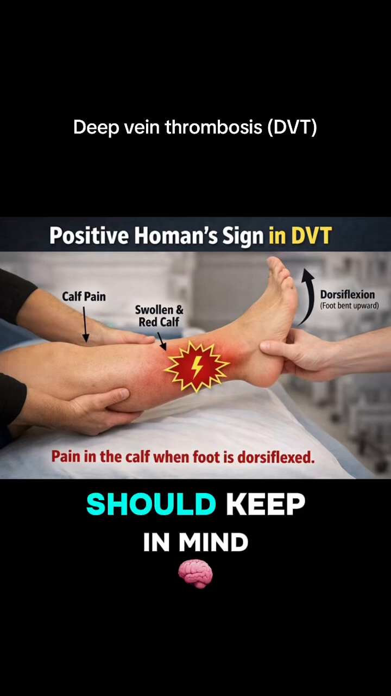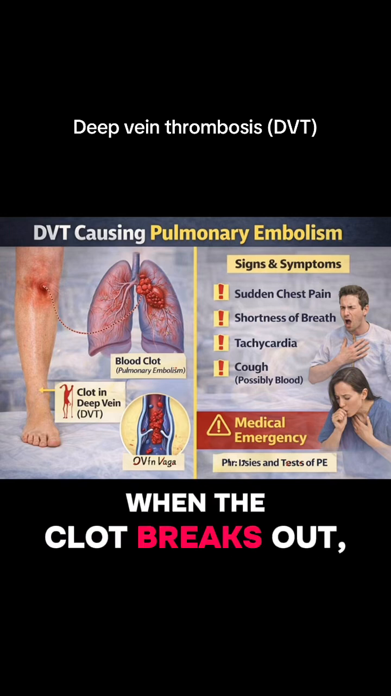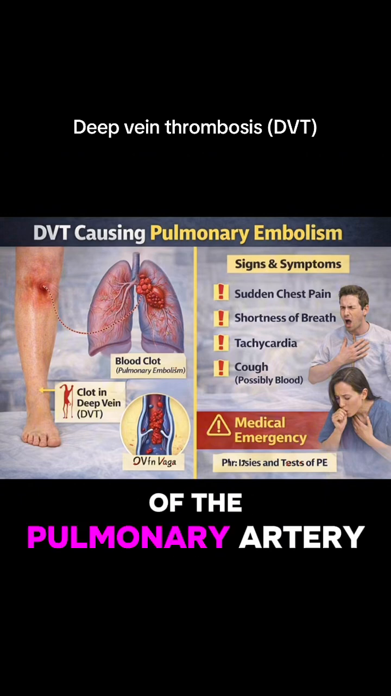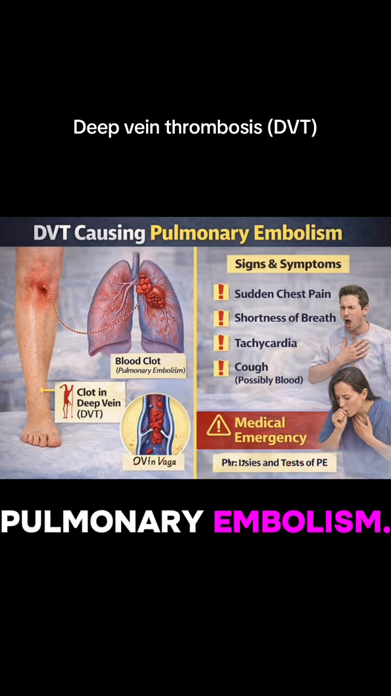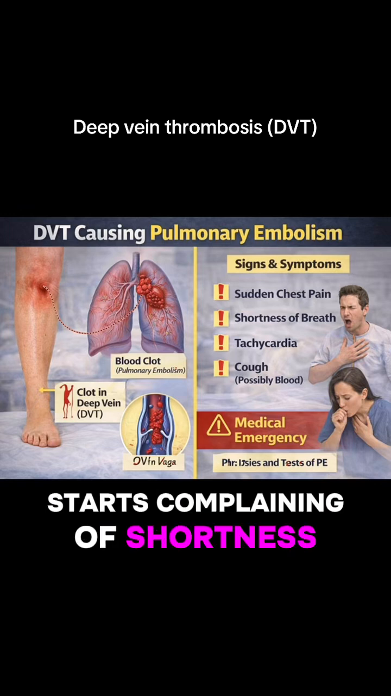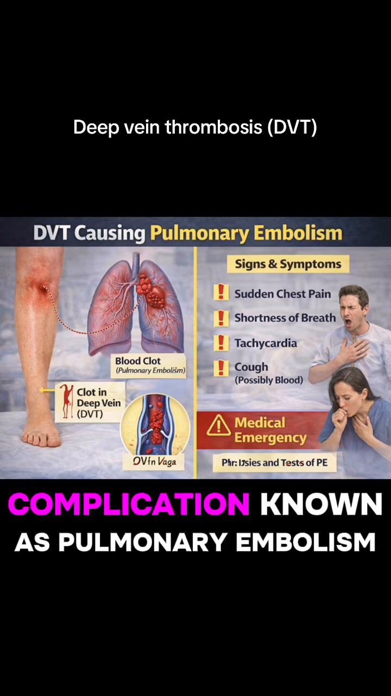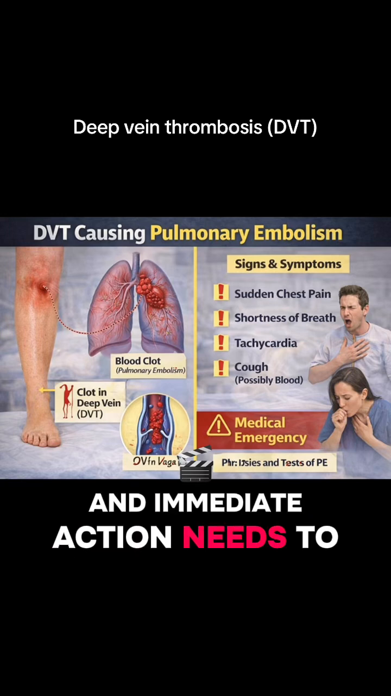One key thing you should keep in mind for your NCLEX exam is that in DVT, when the clot breaks out, it is going to lead to blockade of the pulmonary artery, leading to a life-threatening condition known as pulmonary embolism. So once a patient with DVT starts complaining of shortness of breath, chest pain, and cough, it tells you that they are having a complication known as pulmonary embolism, and immediate action needs to be taken.